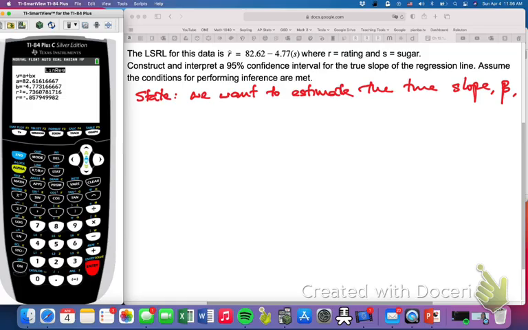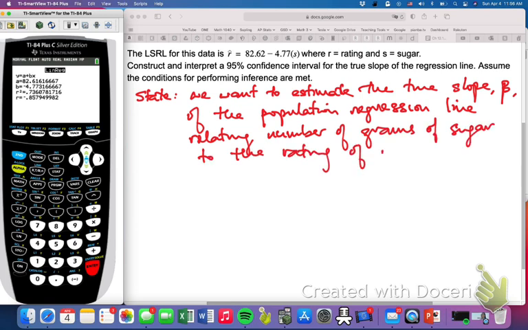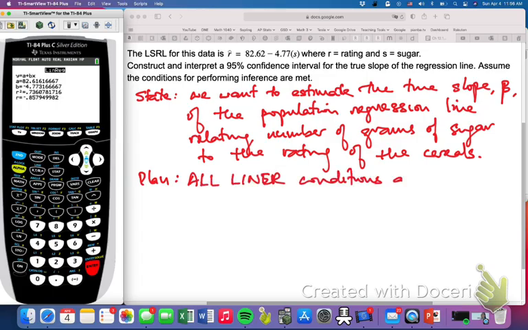So we want to estimate the true slope of the population regression line relating, and this is where you state your explanatory variable, the number of grams of sugar, to your response variable, which is the rating of the cereals. Okay, so next is the plan part. Here, we were already told in the question that the conditions for performing inference are met.